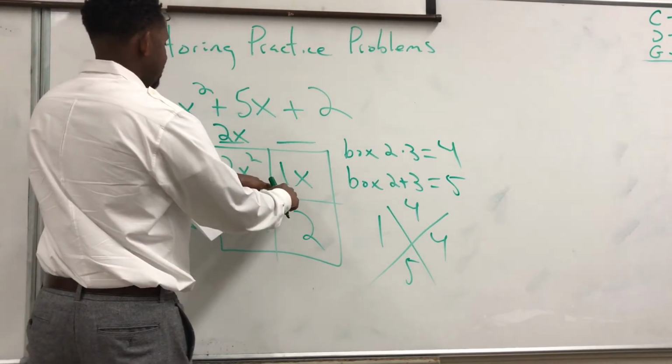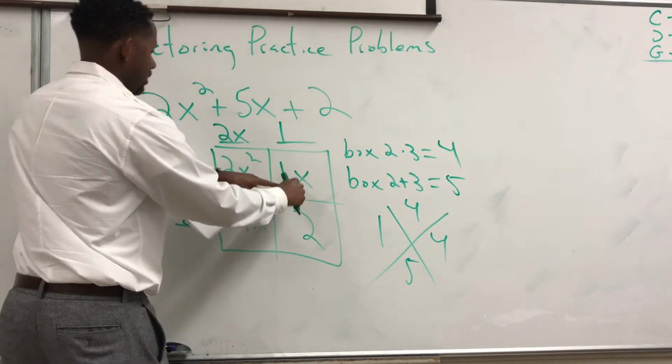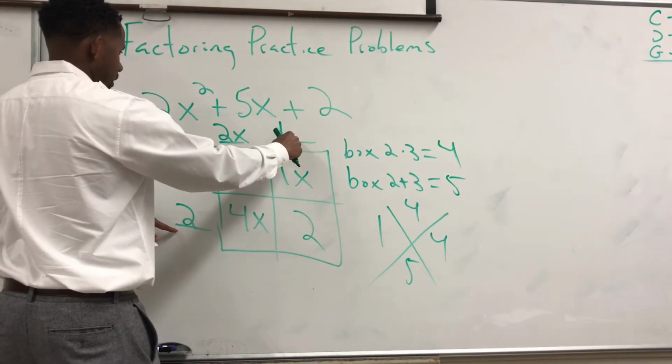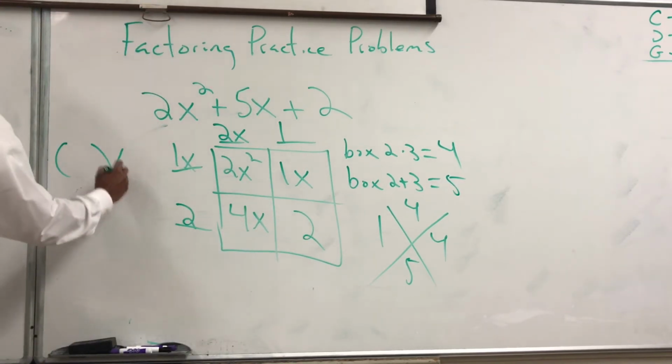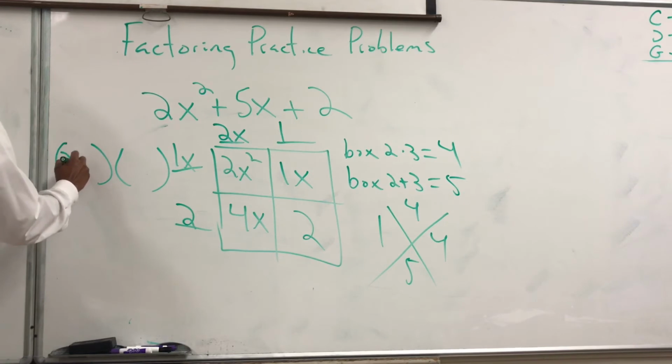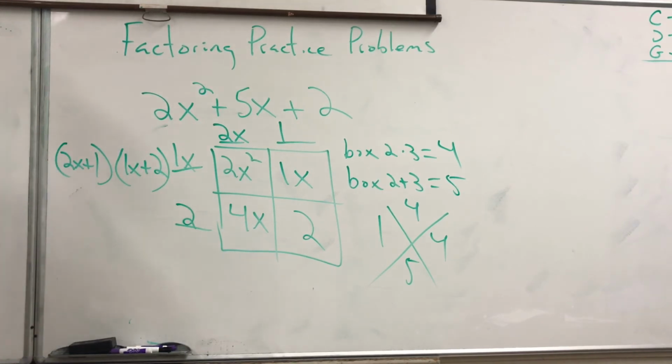1 times something needs to equal 1. That must be a 1. 1 times 1 is 1. And this leaves me with my x. And then here, 1 times 2 is 2. I did my area model puzzle, so my final answer ends up being 2x plus 1 and x plus 2.